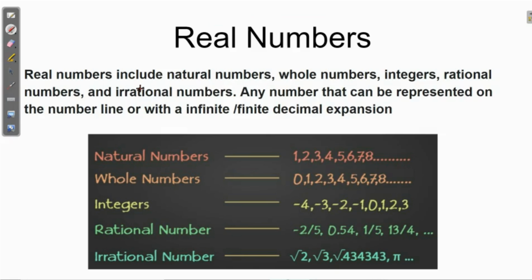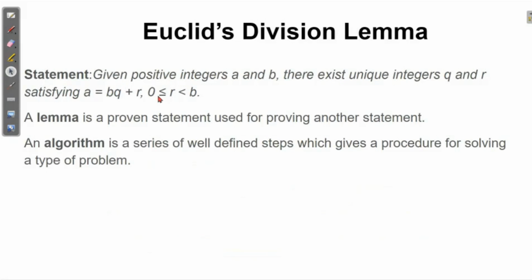Now, coming to the main content, Euclid's division lemma. So first, I'll read the lemma statement, and basically, before going to the statement, I'll just tell you what is a lemma and what is an algorithm. Okay. So, a lemma is any statement that is already proven, and you'll be using this lemma to prove other statements. An algorithm is nothing but a series of steps using which you can solve any type of problem.